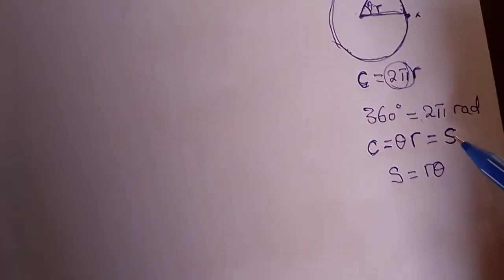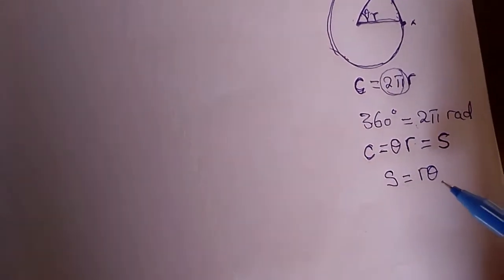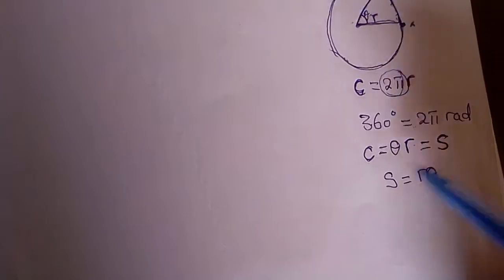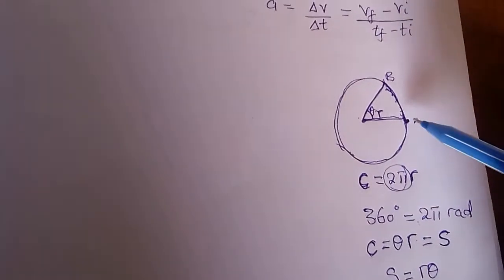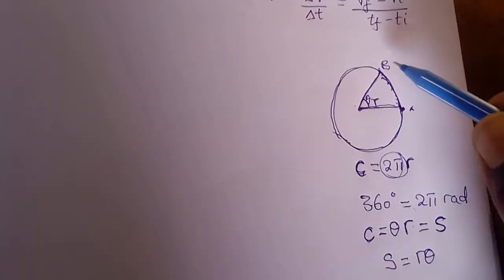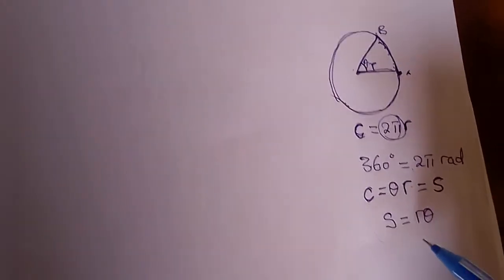I've not changed anything here. I have simply gotten the theta and put it in front of the radius. So that's what I have here. In case I want to calculate the distance that this object has moved from point A to point B, I can simply use this formula.